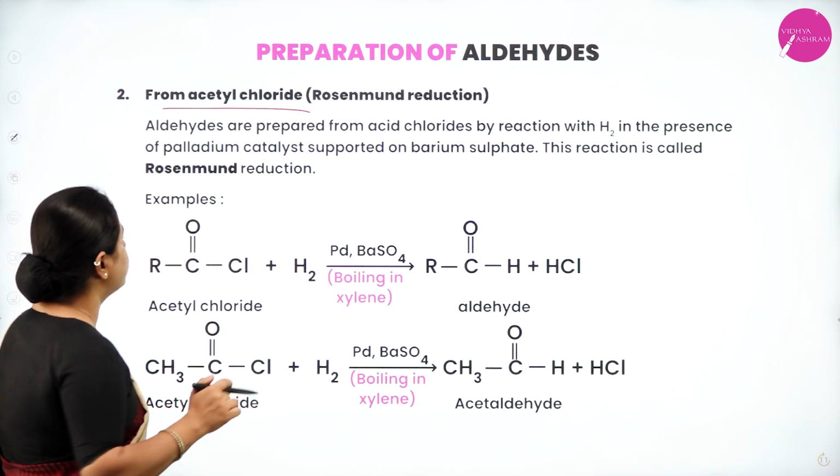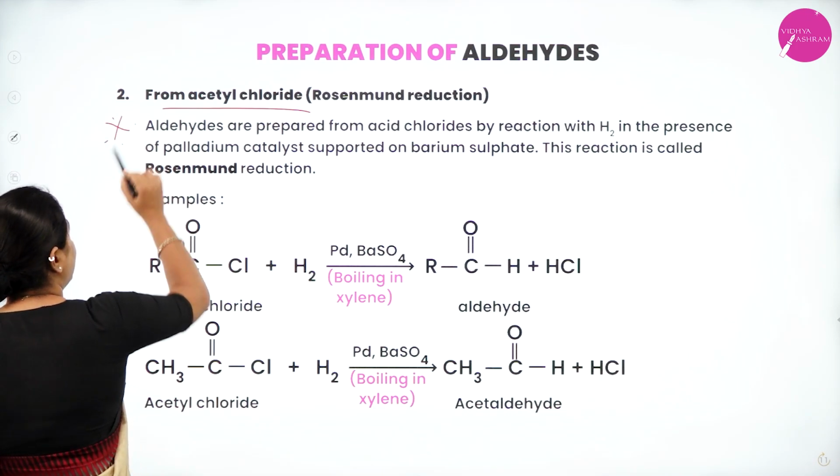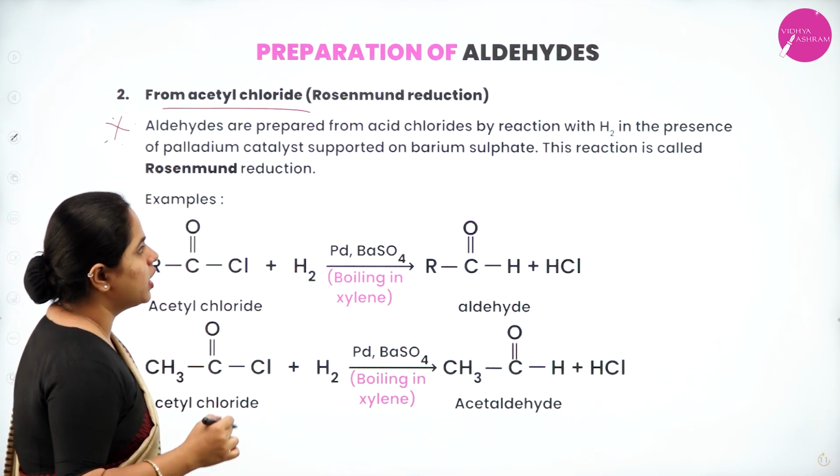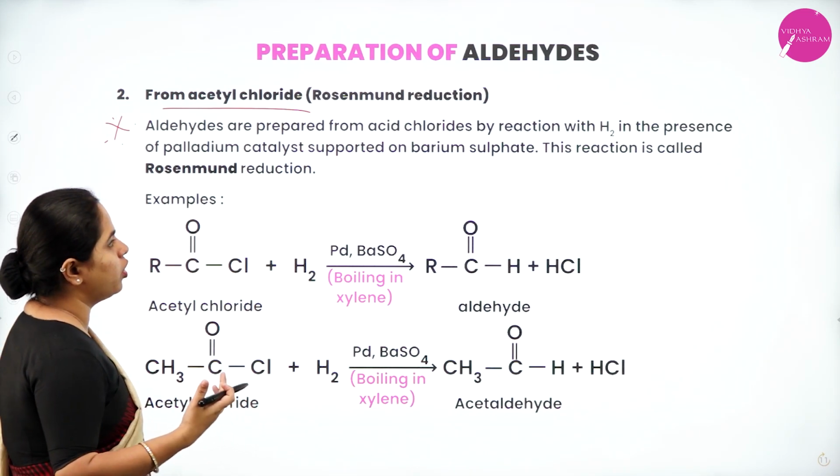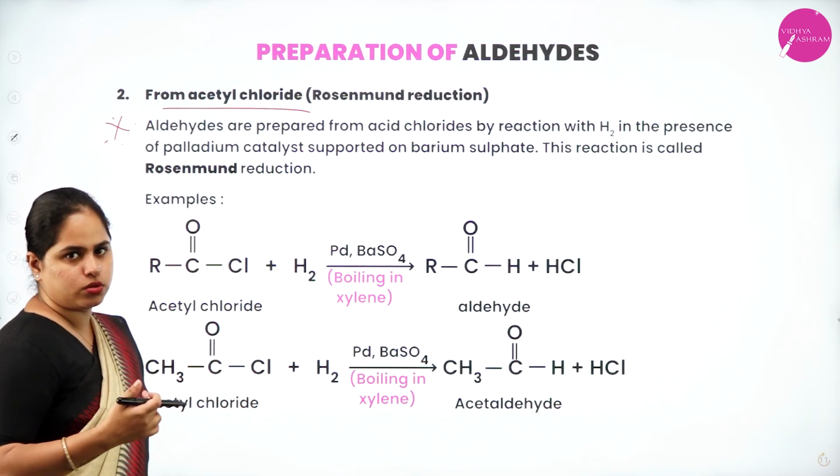So, this is also a name reaction. This is very important. Aldehydes are prepared from acid chlorides by reaction with H2 in the presence of palladium catalyst supported on barium sulfate. This reaction is called Rosenmund's reduction.